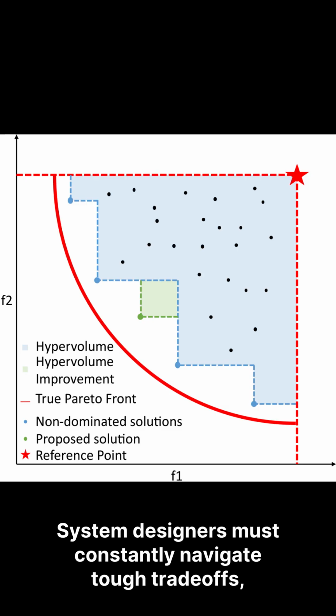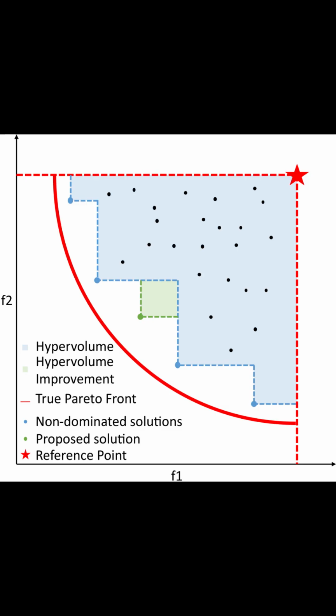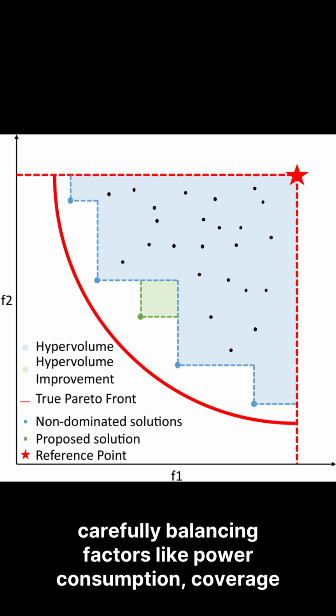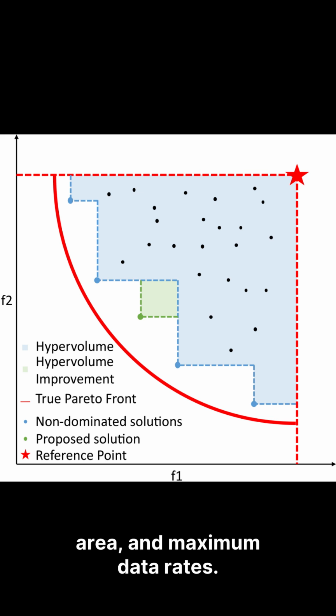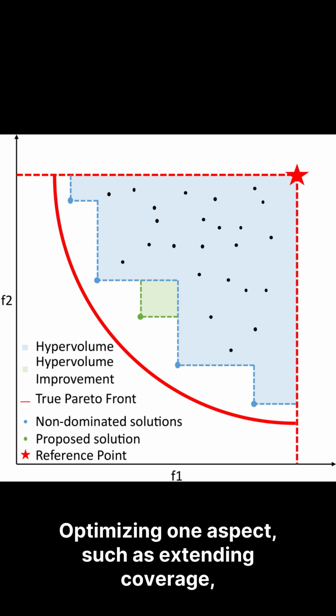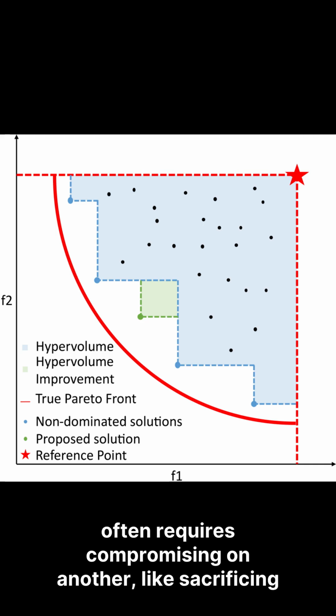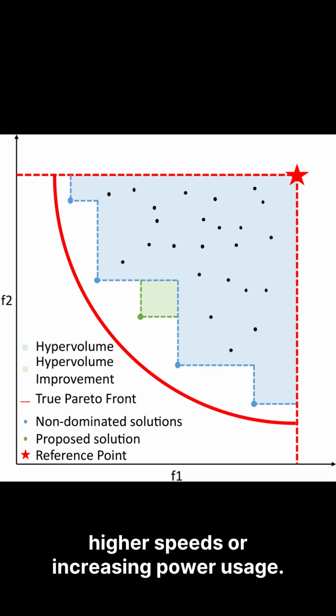System designers must constantly navigate tough trade-offs, carefully balancing factors like power consumption, coverage area, and maximum data rates. Optimizing one aspect, such as extending coverage, often requires compromising on another, like sacrificing higher speeds or increasing power usage.